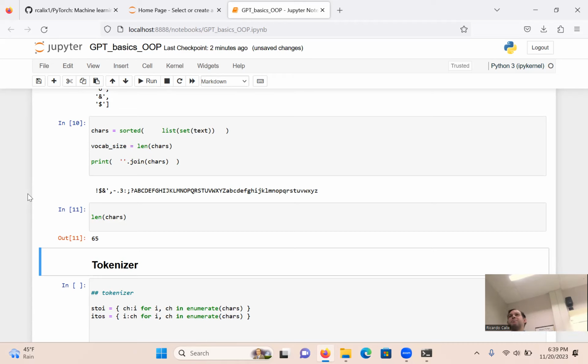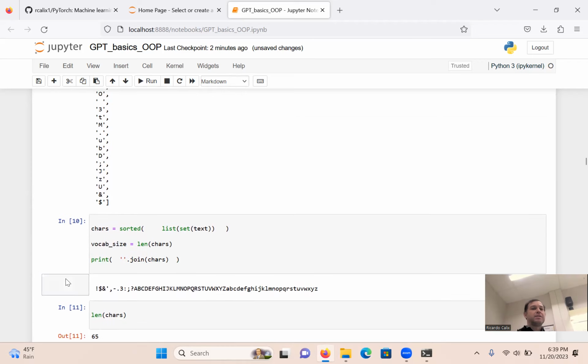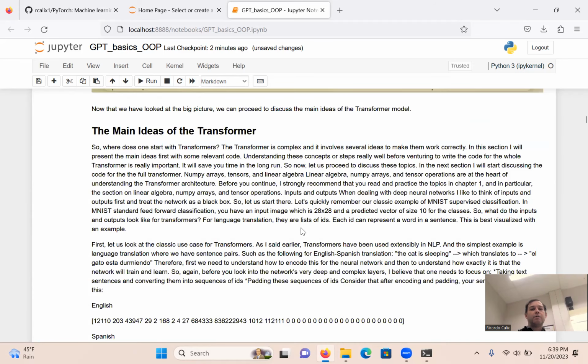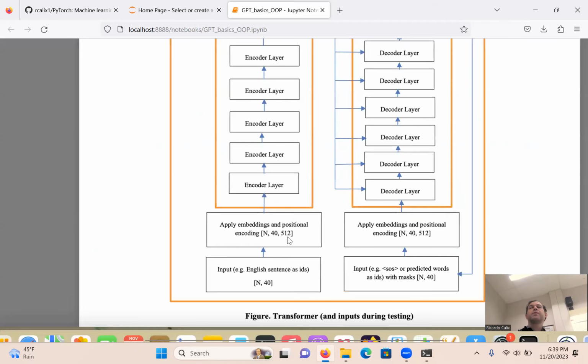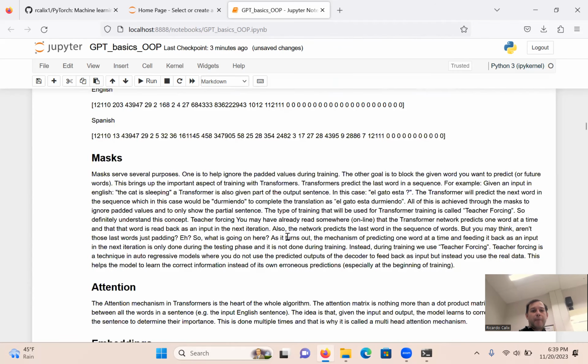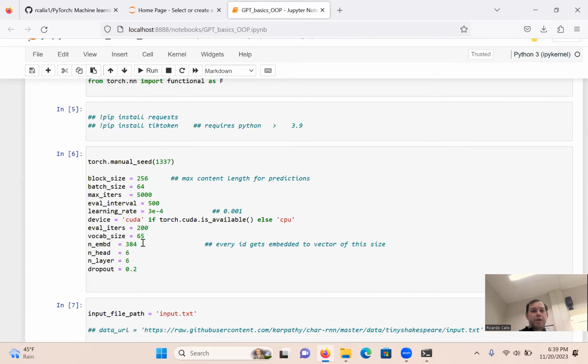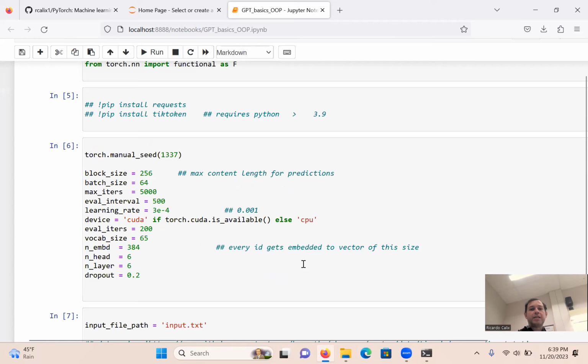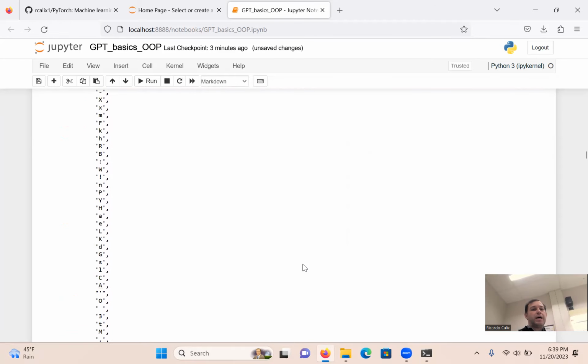512. Yeah, I know that in my picture, I have not had time to change that, so I apologize for that. But yeah, you're right. The pictures that I had initially were for 512, which is the original Vaswani paper. That's a good question. But in this code, the embedding is 384. Yes, good observation. Every ID gets embedded to a vector of this size. Thank you. All right. So let's go ahead and keep going.